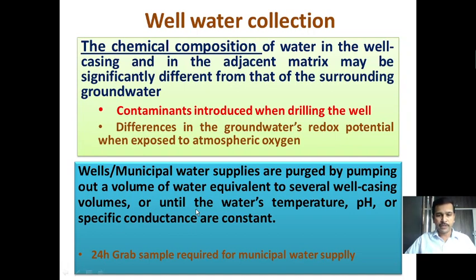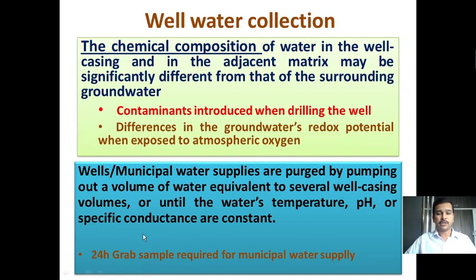You have to keep obtaining the water from the borewell until the water's temperature, pH and specific conductance become constant. Because at the beginning, when you bring out the water sample from the borewell, the temperature, pH and specific conductance will be different when you compare the values with the water sample obtained after flushing around 15 to 20 liters of water in the initial stage.